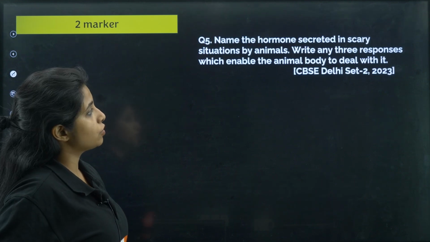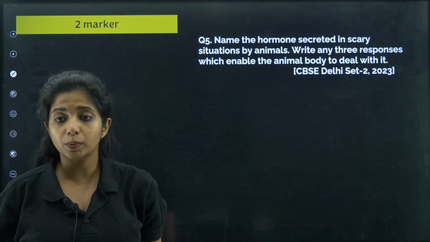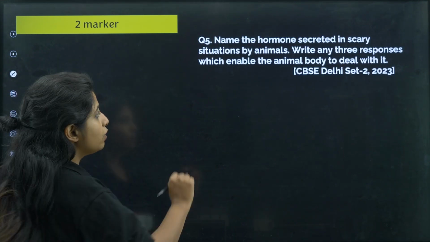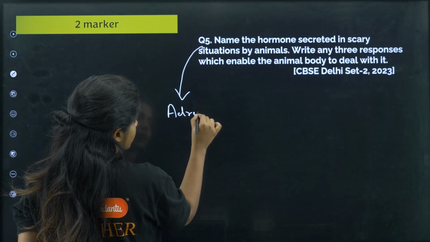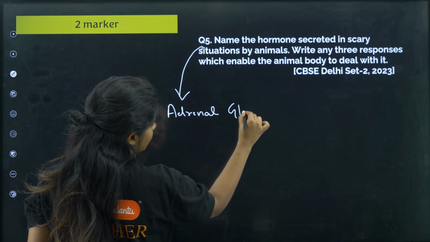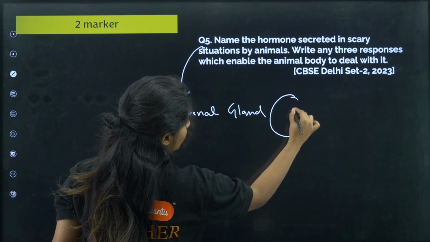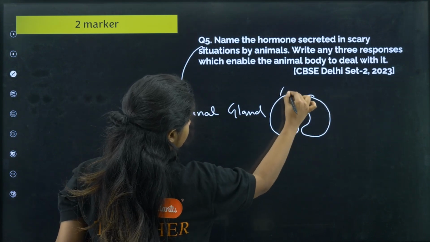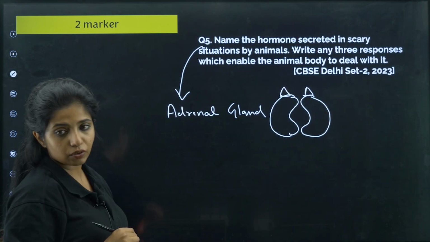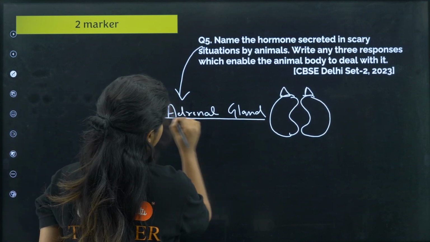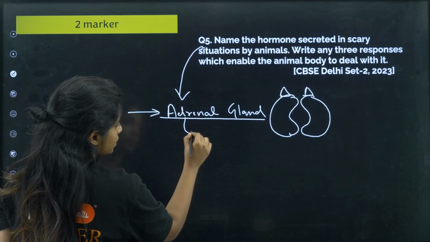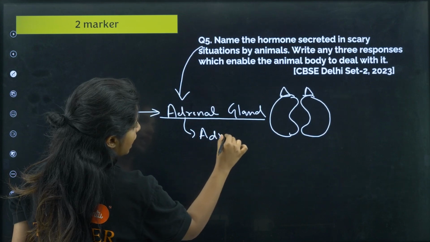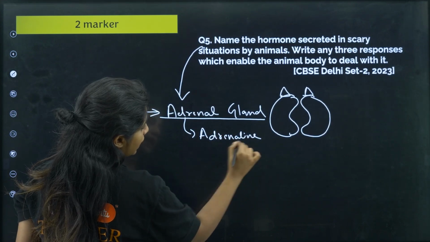Next question. Name the hormone secreted in scary situations by animals. Write any 3 responses which enable the animal body to deal with it. So when we are scared, our body releases something which is released by the gland known as the adrenal gland, which is right there at the top of our kidney. So we have a pair of it and it is present at the top of our kidney.